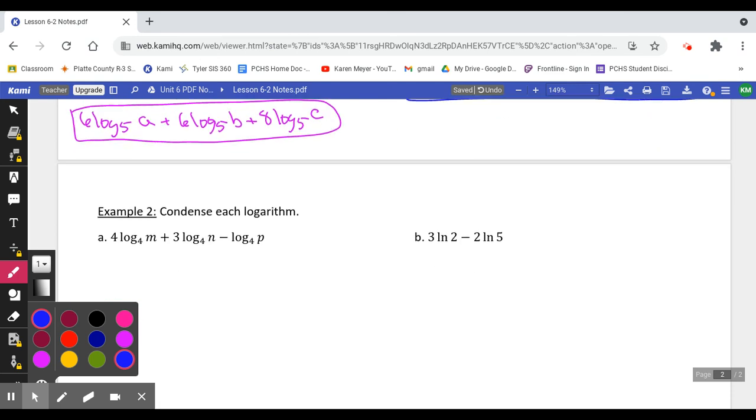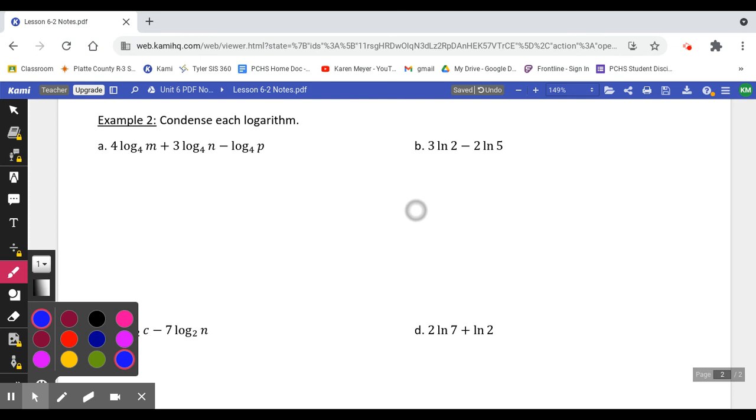So now let's go backwards. So instead of expanding, let's condense. So you're going to notice that you're going to have at least 2 logs or ln's in every single problem. And then our job is to condense it down to a single log or ln. So the first thing I start with is if I see numbers in front of logs, I move them up as exponents.